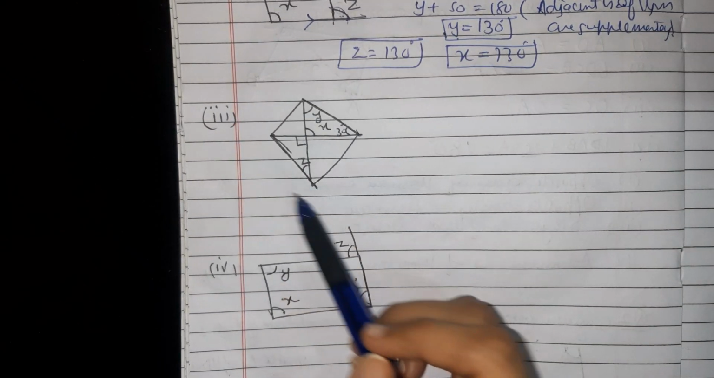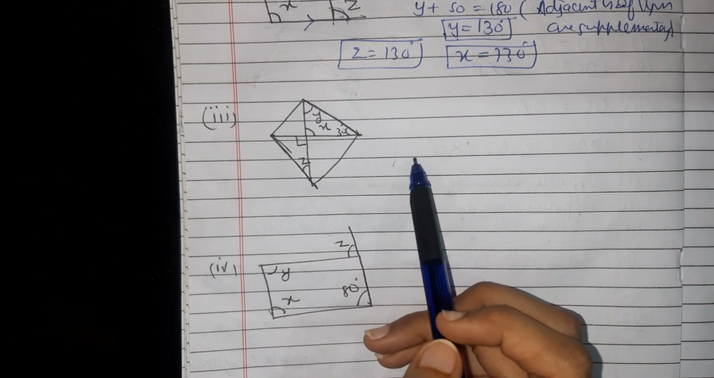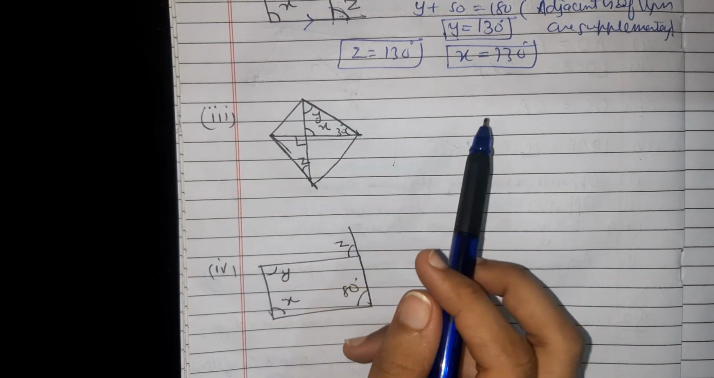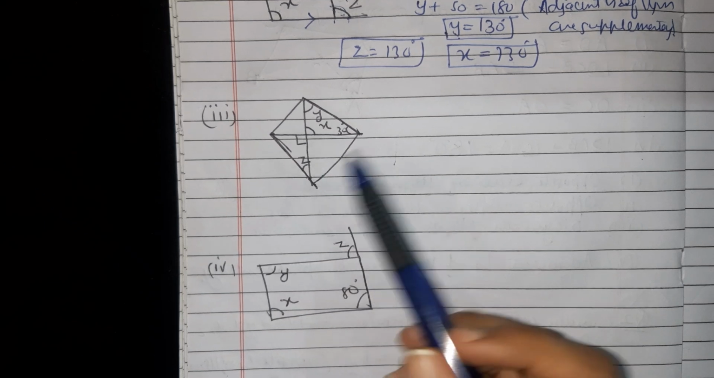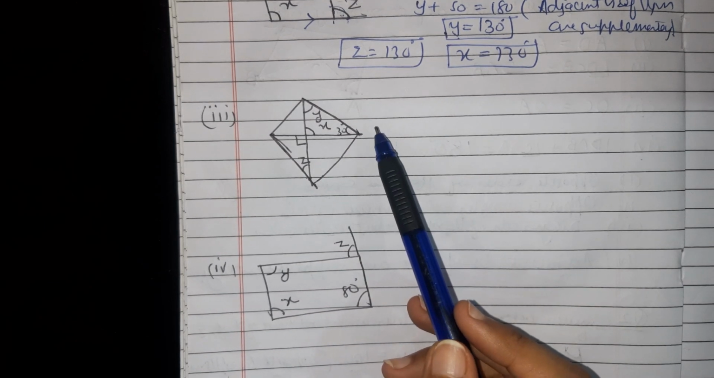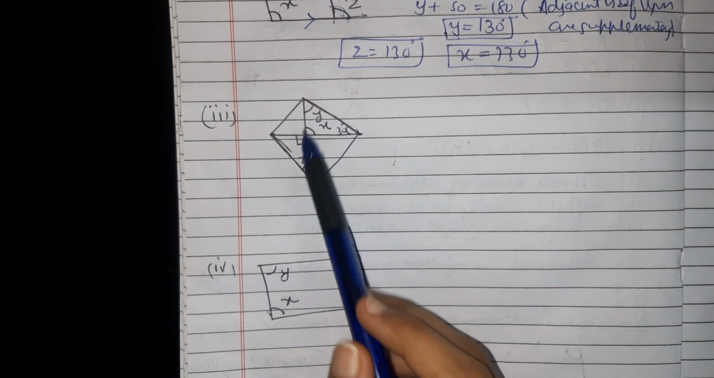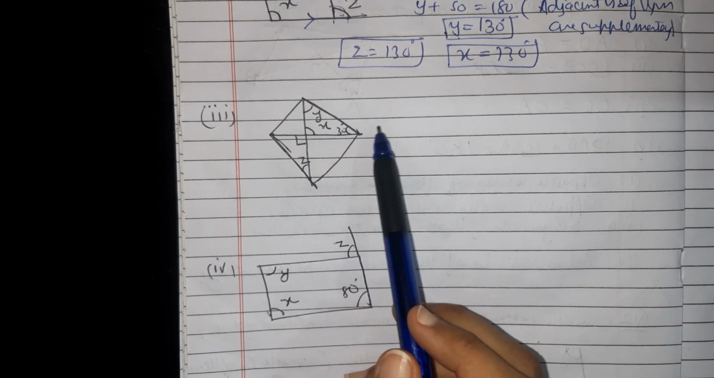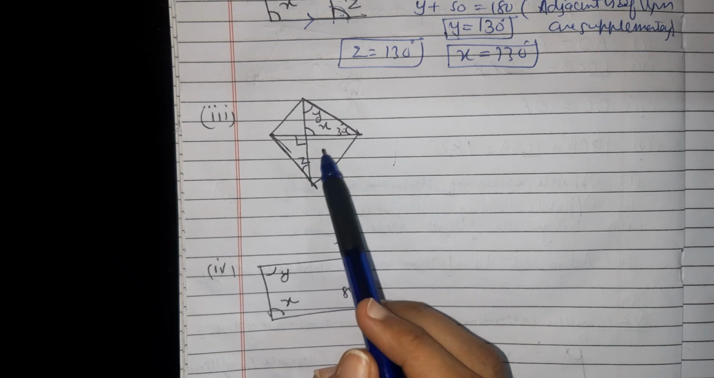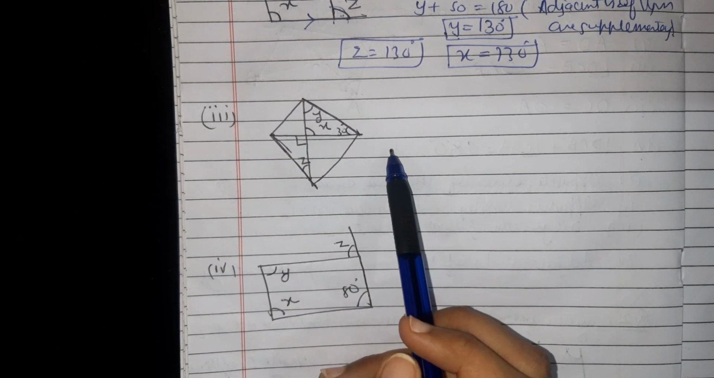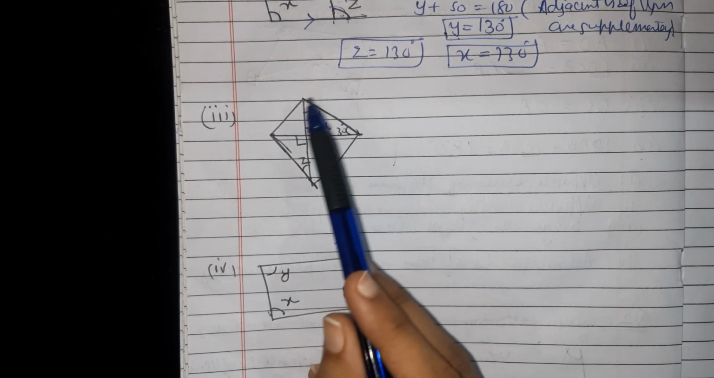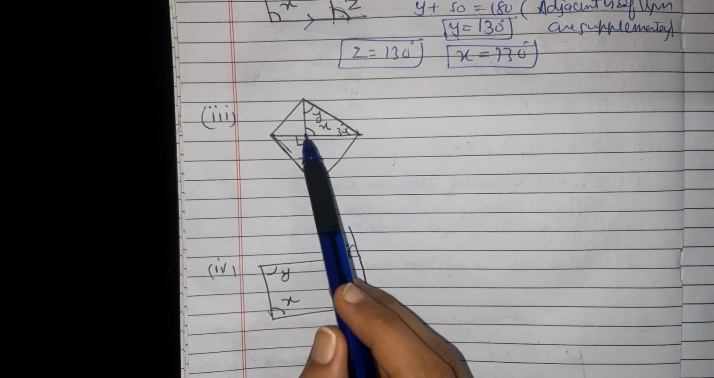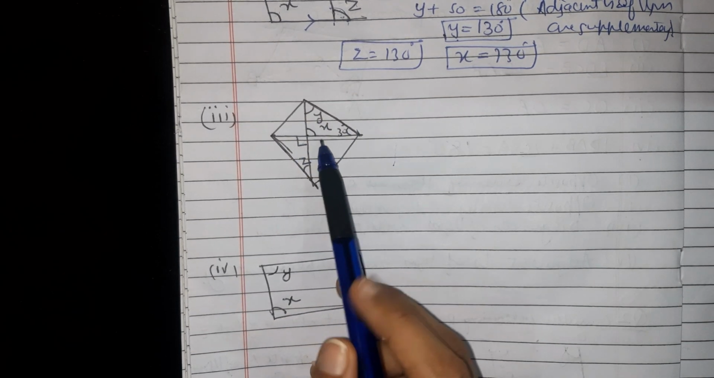This is a rhombus, and we know a rhombus is a parallelogram whose all sides are equal. And the property of a rhombus is that the diagonals bisect each other at 90 degrees. A parallelogram doesn't have this property, but a rhombus has. So a rhombus is a parallelogram with all sides of equal length, and the diagonals of the rhombus bisect each other at 90 degrees.